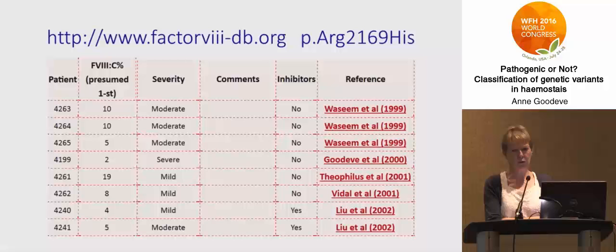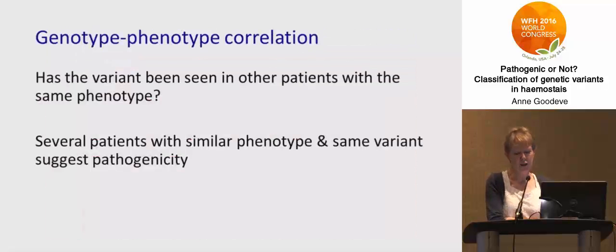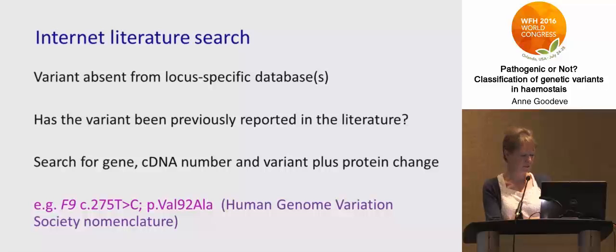Although it's generally a mild disorder for this variant, we'd warn the clinicians that there's a possibility of inhibitor development, particularly if the patient's going to be given a relatively large amount of concentrate if they're having surgery or following trauma. We can look at genotype-phenotype correlation, as we've just done, to see whether the variant has been seen in other patients with the same phenotype, and where that correlation is present, as we've just seen, it strongly suggests pathogenicity, especially when we get a good number of individuals with the same change.